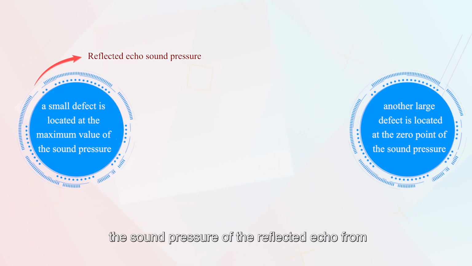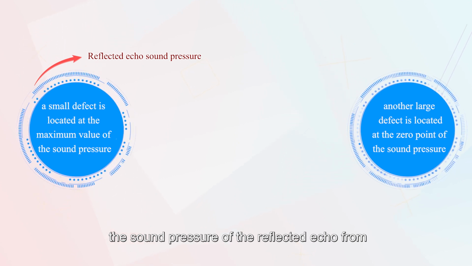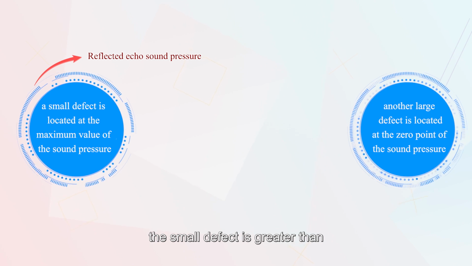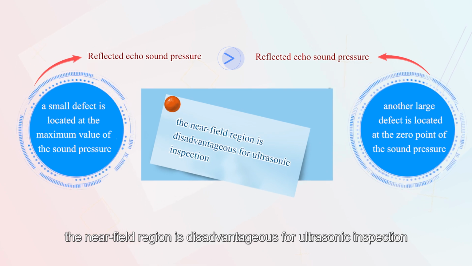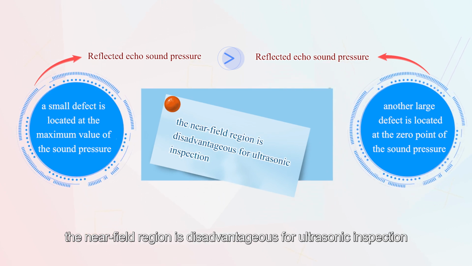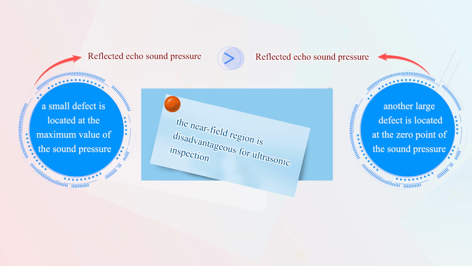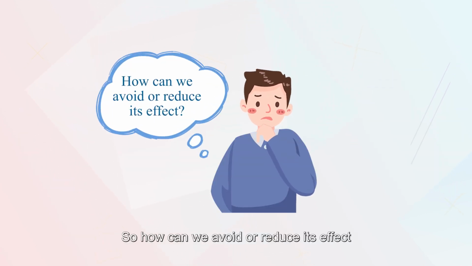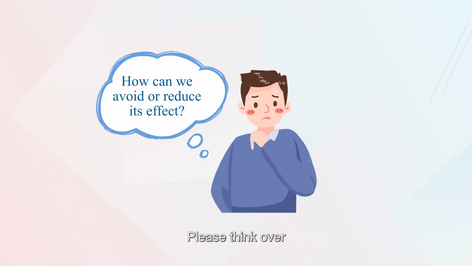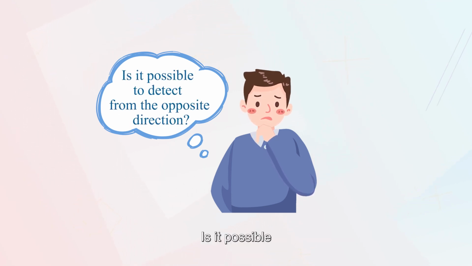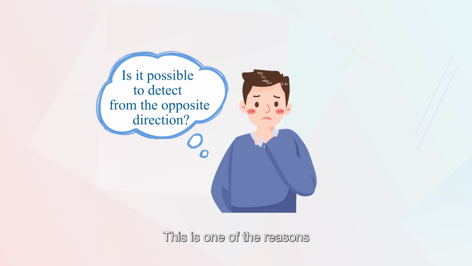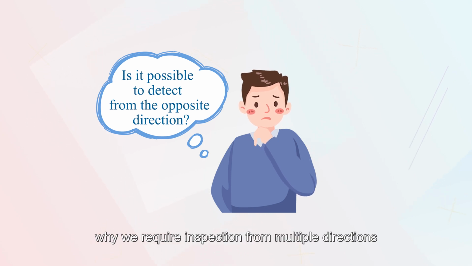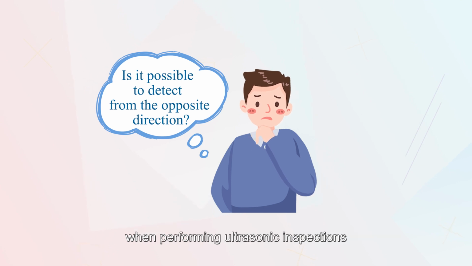Obviously, the sound pressure of the reflected echo from the small defect is greater than that of the large defect. Therefore, the near-field region is disadvantageous for ultrasonic inspection. So, how can we avoid or reduce this effect? Please think over. Is it possible to detect from the opposite direction? This is one of the reasons why we require inspection from multiple directions when performing ultrasonic inspection.